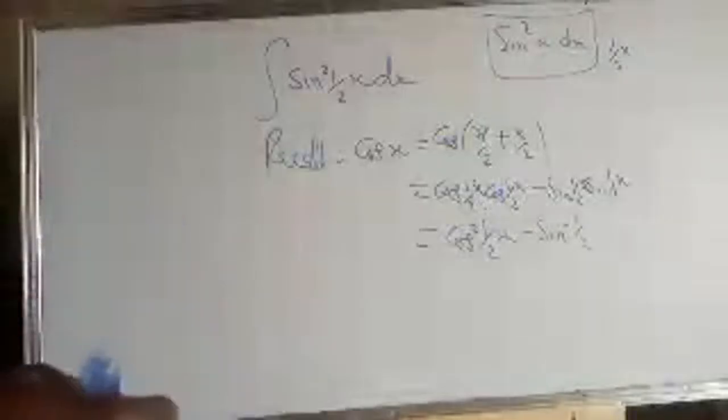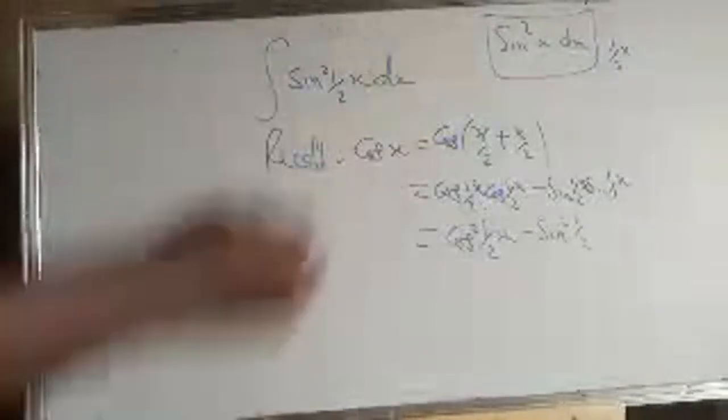I can write cos half x, it is the same thing. You multiply half by x, it is x over 2. So you can write it like that if you like. It's the same thing, half x. So that is why you are going to have cos square half x minus sine square half x. Please, are we following? Beautiful.